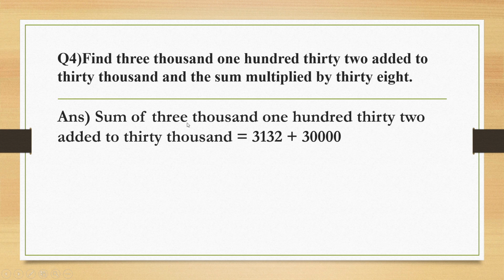So the sum of 3,132 and 30,000 will be 33,132. Here is the sum we just added. Okay, the number is this one and we added it with 30,000 and here is the answer.